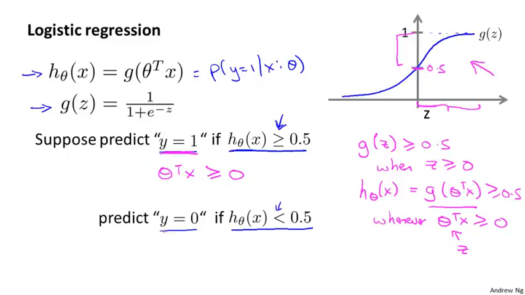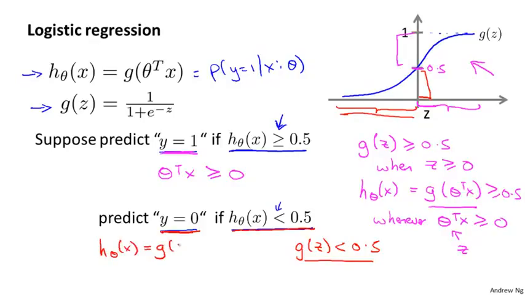Let's now consider the other case of when our hypothesis will predict y is equal to 0. Well, by a similar argument, h of x is going to be less than 0.5 whenever g of z is less than 0.5, because the range of values of z that caused g of z to take on values less than 0.5, well, that's when z is negative. So when g of z is less than 0.5, a hypothesis will predict that y is equal to 0. And by a similar argument to what we had earlier, h of x is equal to g of theta transpose x, and so we'll predict y equals 0 whenever this quantity theta transpose x is less than 0.